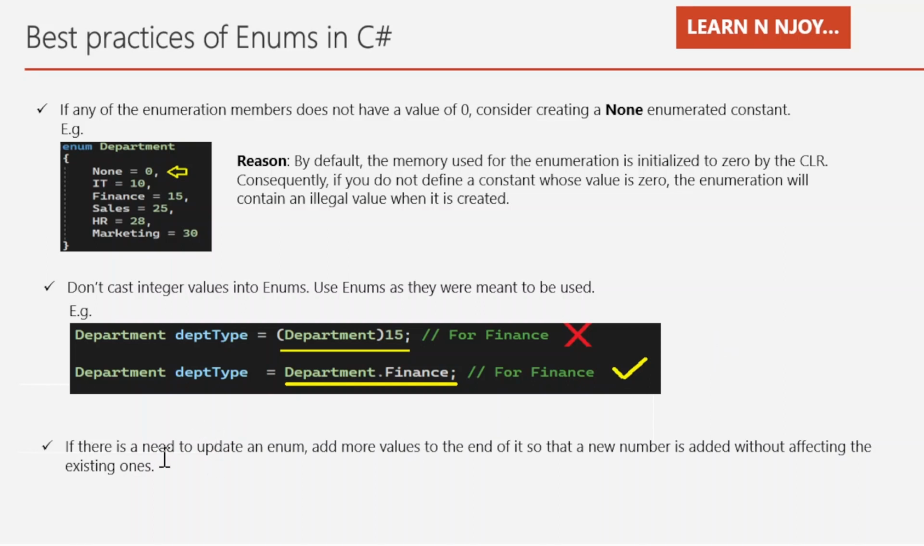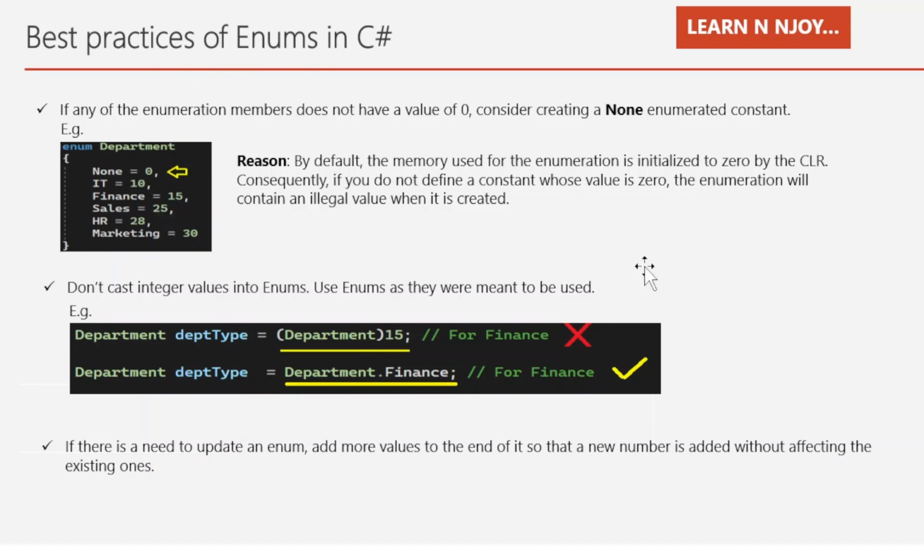The third one, if there is a need to update an enum, add more values to the end of it so that a new member is added without affecting the existing ones. Let's suppose this is the Department enum. If you want to add some more departments, we need to write them at the end and give the value associated with it so that this number won't get affected. These are the best practices associated with the enum.